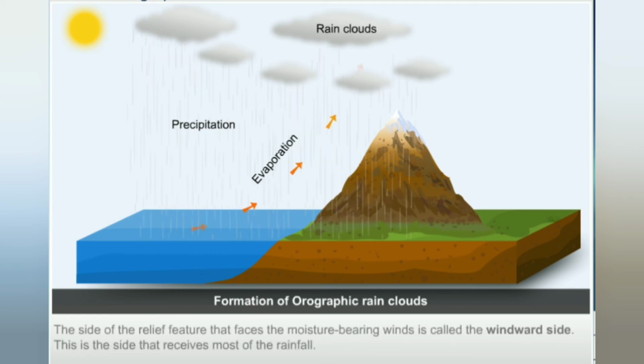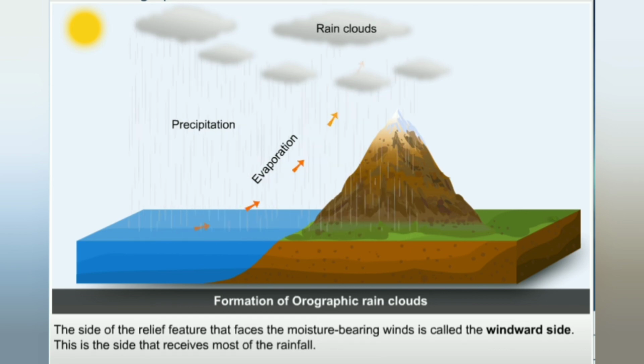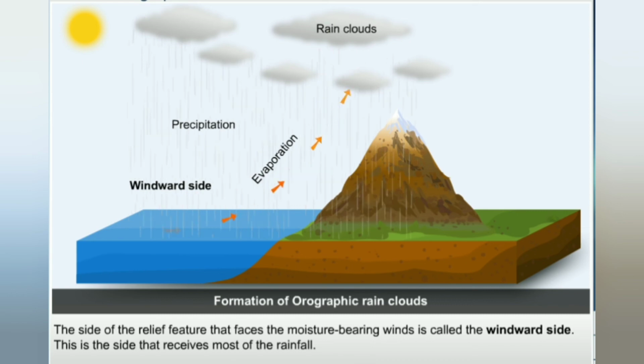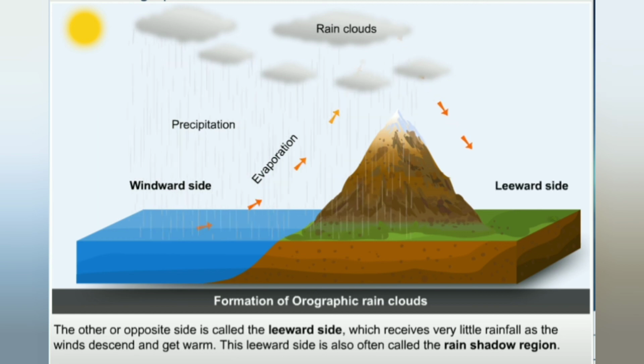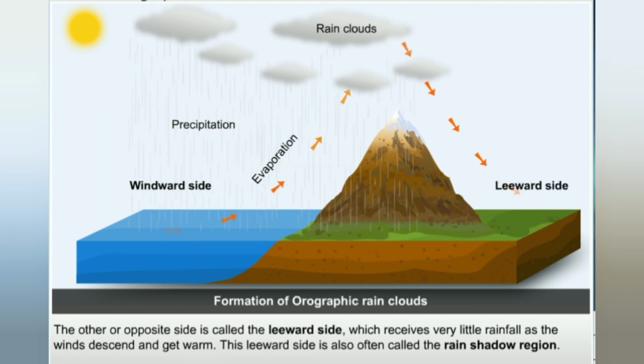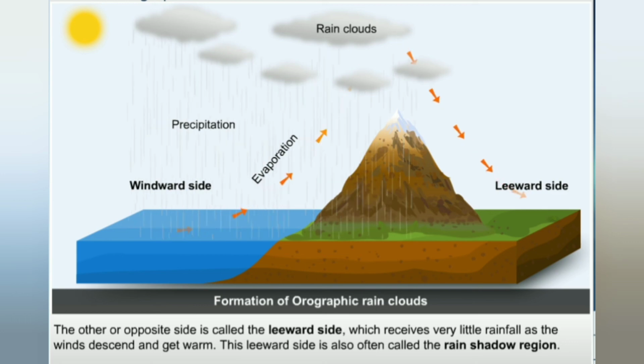The side of the relief feature that faces the moisture-bearing winds is called the windward side. This is the side that receives most of the rainfall. The other or opposite side is called the leeward side, which receives very little rainfall as the winds descend and get warm. This leeward side is also often called the rain shadow region.